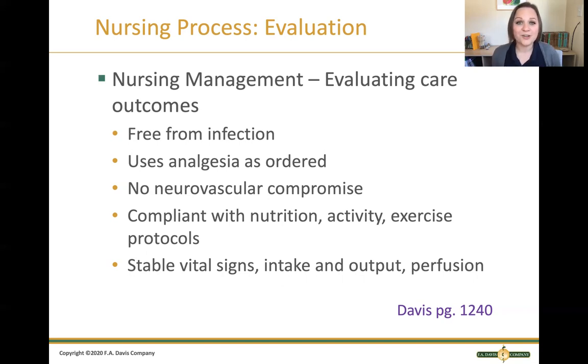There's no neurovascular compromise. They've got good CMS. Their CMS is intact. And they're free from those 6 Ps that we talked about: pain at rest, pressure, paresthesia, pallor, paralysis, and pulselessness. They're getting good nutrition and compliant with their exercise and activity protocols. And here's the keys, because this is the ABCs. They've got stable vital signs. That's really important. Their intake and output is normal, and they're showing signs of good perfusion.